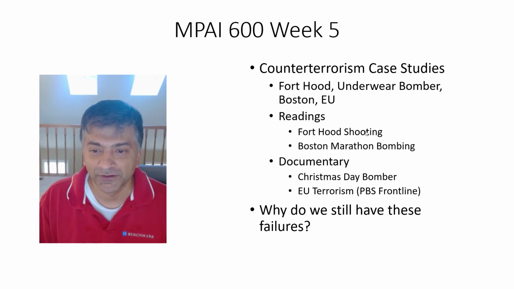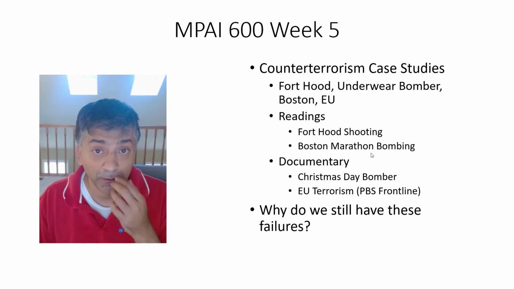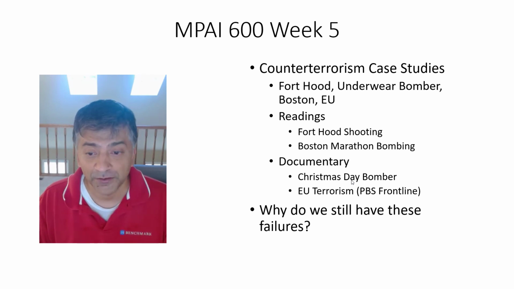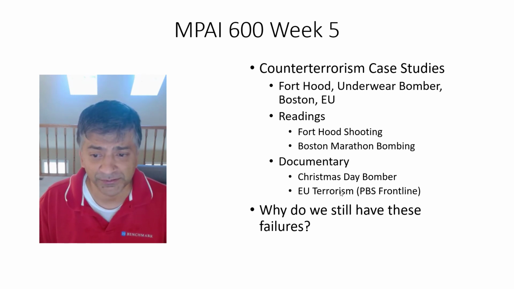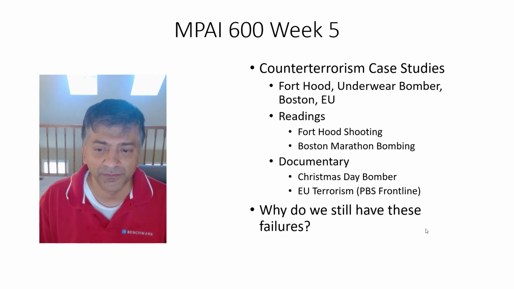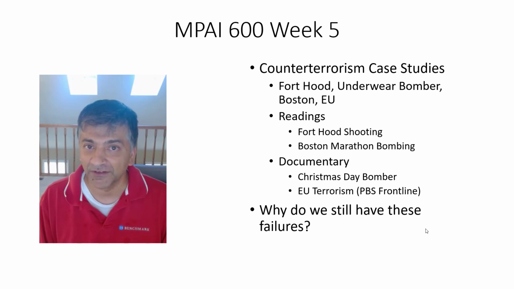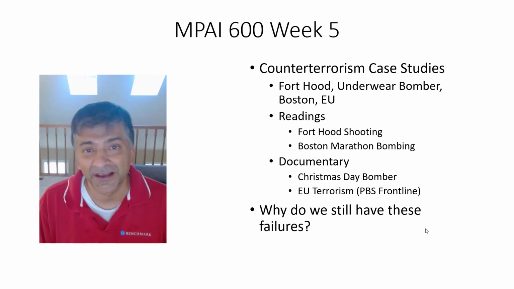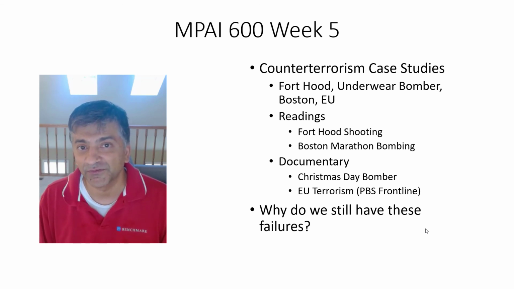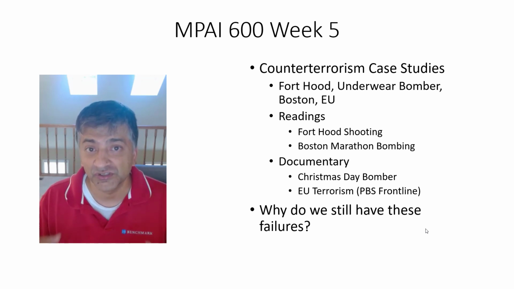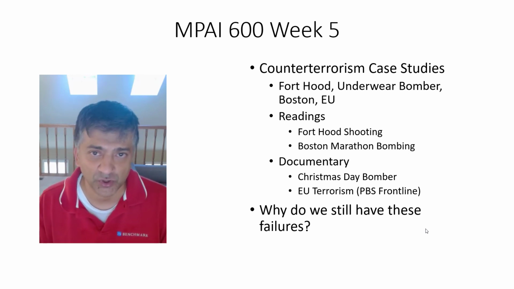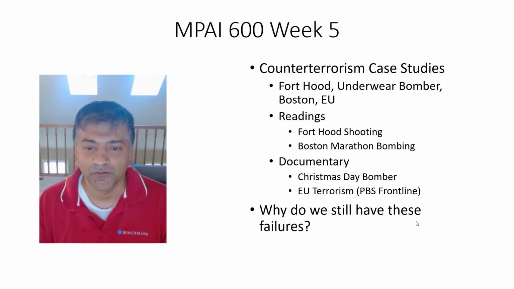So the readings, you have the Fort Hood shooting reading and then the Boston Marathon bombing reading. And you have 2 great documentaries, Christmas Day Bomber and EU Terrorism, the PBS Frontline. And the question to think about as you're going through all this is, why do we still have these failures? Despite the millions, billions, trillions, depending on how you count it, dollars we've spent, why do we still have this inability to connect the dots and lack of information coordination going forward?